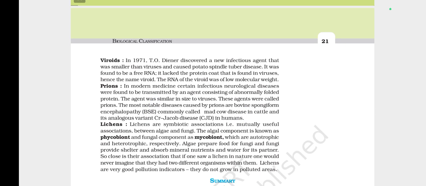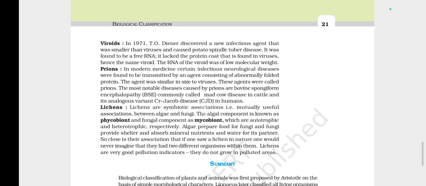Prions: in modern medicine, certain infectious misfolded proteins are called prions. They are similar in size to viruses. They cause CJD in humans and also cause a disease in cows, mad cow disease.